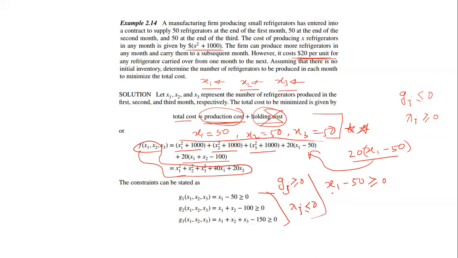Whatever you produce in the first month minus whatever you deliver in the first month has to be, maybe 0 if you produce 50 and send 50, or it can be higher, but it cannot be lower. So this is the condition for the first month. Similarly, the condition for the second is the same: production of the second month minus the delivery you have to give, and production of the third month minus the number of refrigerators you are delivering. So these are the 3 constraints, which are greater than, so our lambda value has to be lesser.